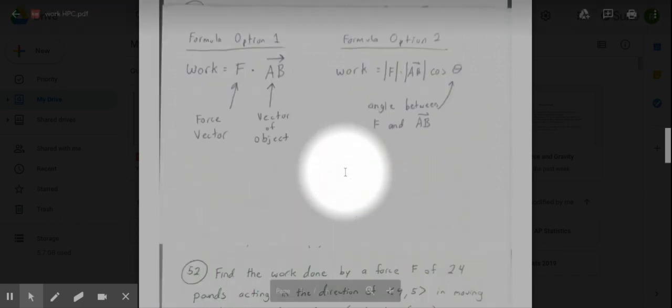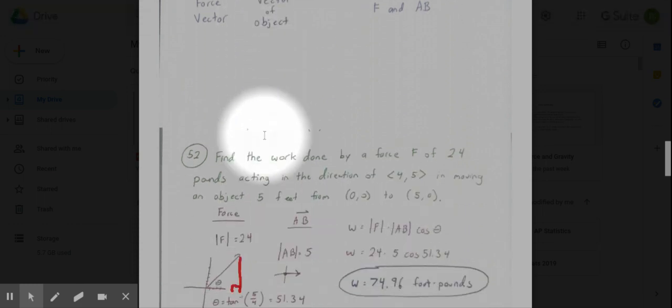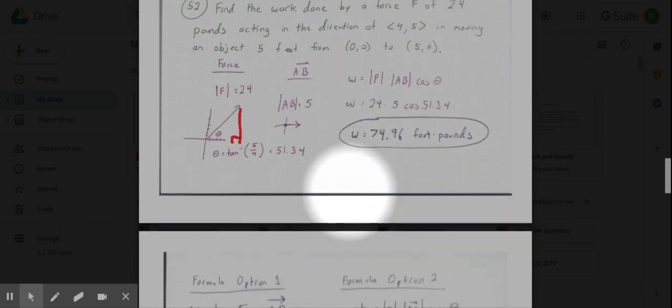So you could have used this other formula, the force vector times our dot product AB, and it wouldn't have been that bad either. You would have had to make this into a unit vector, the 4, 5, multiply that unit vector by 24, and then once you have that transformed vector with that force, you would take a dot product with that vector and the vector 5, 0, which is what 0, 0 to 5, 0 would have been. And you would have gotten the same answer of 74.96.